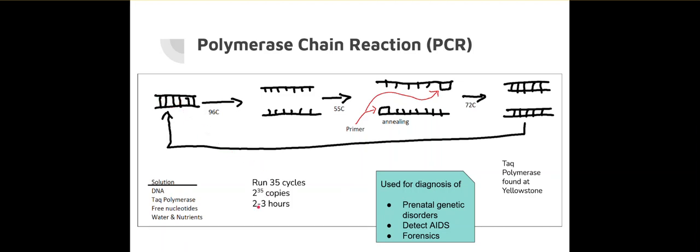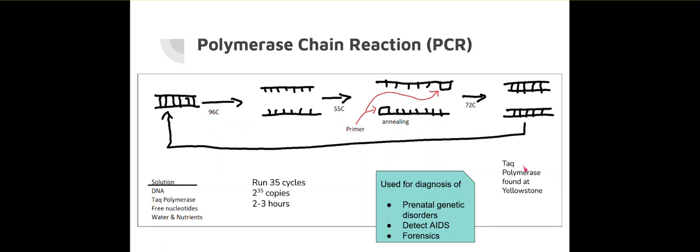And these days, this only takes about 2 to 3 hours to do. And so you can see 2 to the 35th power is a huge number. So they've really blown out and multiplied this. And you now have a lot more DNA that's easier to read than just a few molecules of it.